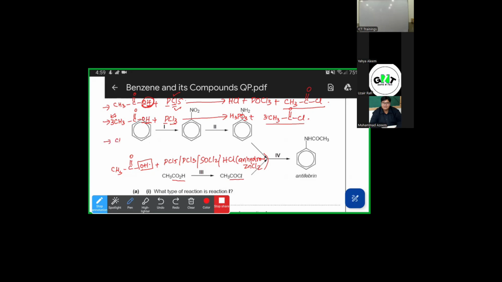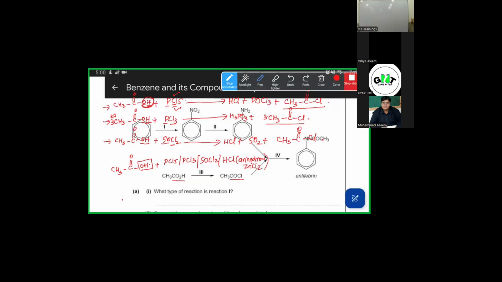For the third reagent, use CH3, C double bond O and OH. You use SOCl2. What does SOCl2 do, my dear? H and Cl are going to form HCl, and this S and O are going to form SO2, and CH3, C double bond O and Cl. So this is the third reaction which is used to replace the OH with the Cl. And the last reaction, my dear, have a look up here, CH3, C double bond O and OH. If you want to replace it with Cl, put HCl in the presence of anhydrous zinc chloride as a catalyst.